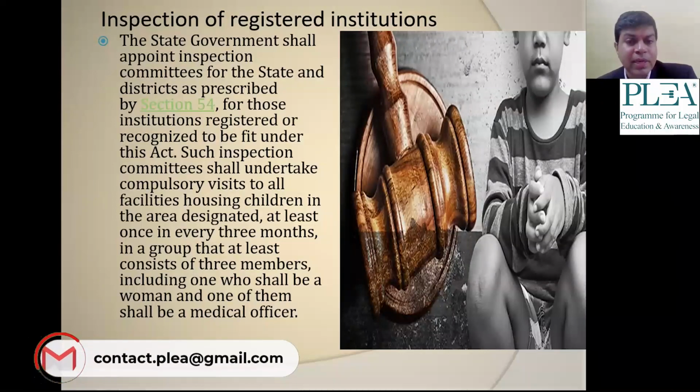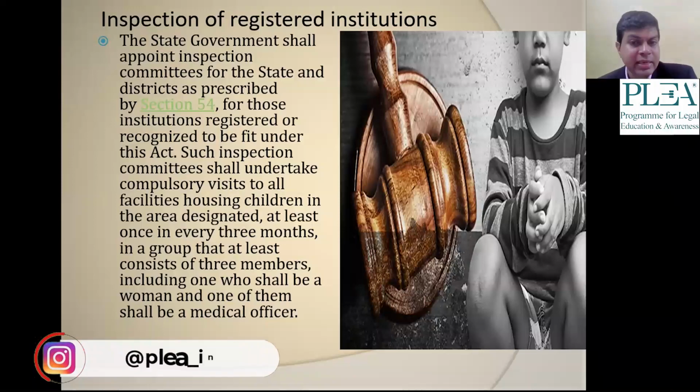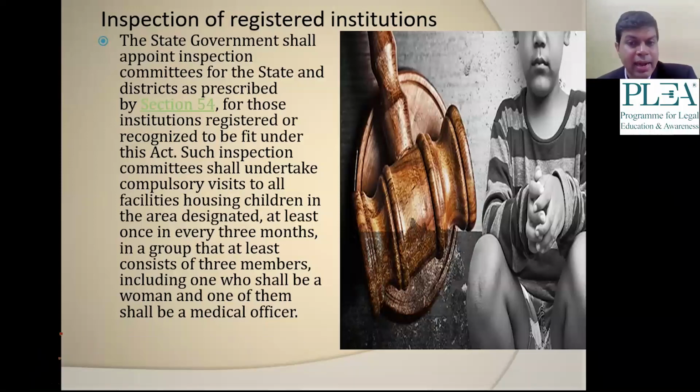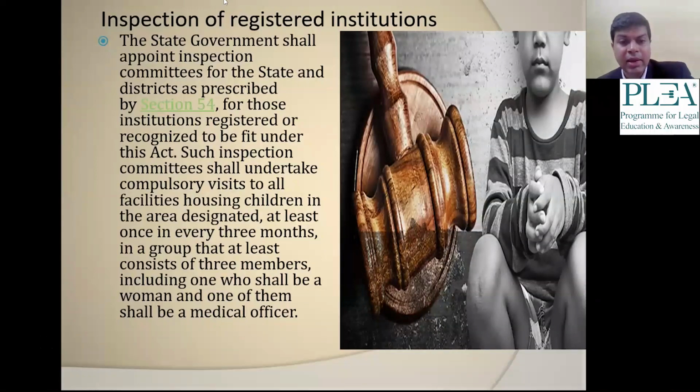So such inspection committees shall undertake compulsory visits to all the facilities housing children in the area designated, and it shall be at least once in every 3 months, by a group which consists of 3 members, including one who shall be a woman and one of them shall be a medical officer.